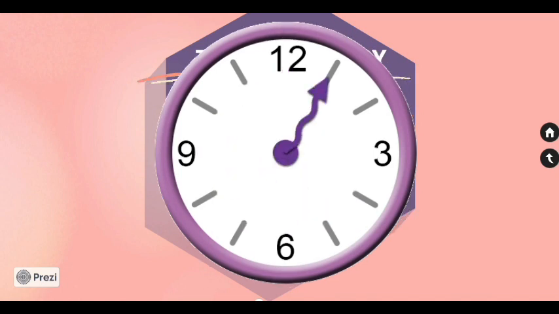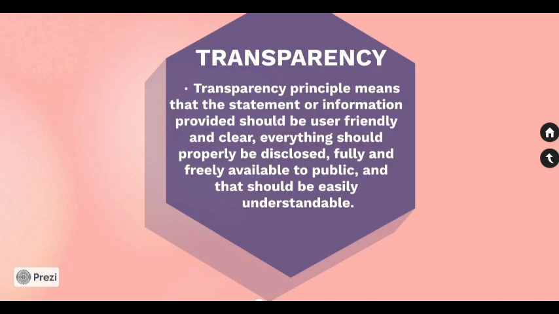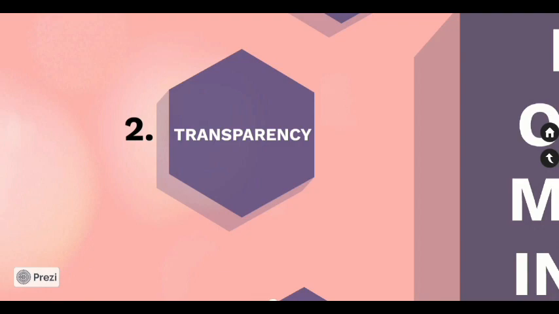This is why every school or organization must have a transparency board for the public to be informed of the whereabouts of the school's budget, activities, and expenses.